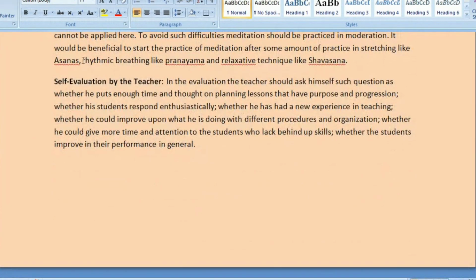Now here the last point, self-evaluation by the teacher. In the evaluation, the teacher should ask himself such questions as whether he puts enough time and thought on planning lessons that have purpose and progression, whether his students respond enthusiastically, whether he has a new experience in teaching, whether he could improve upon what he is doing with different procedure and organization, whether he could give more time and attention to the students who lag behind in skill, and whether the students improve in performance in general.